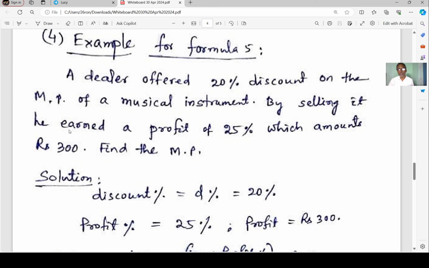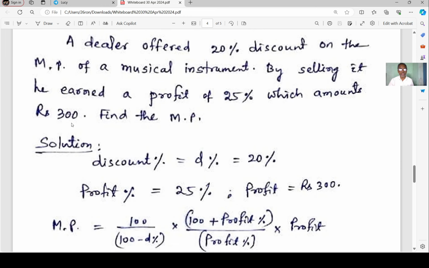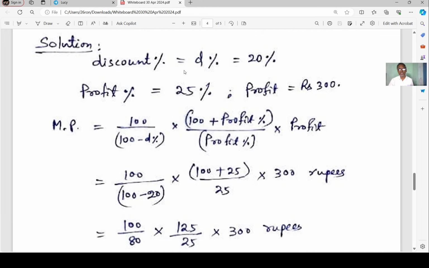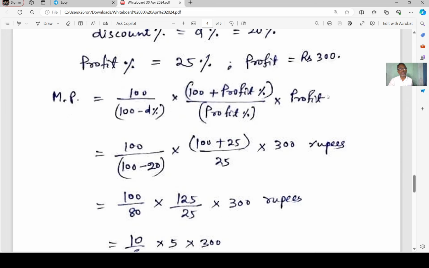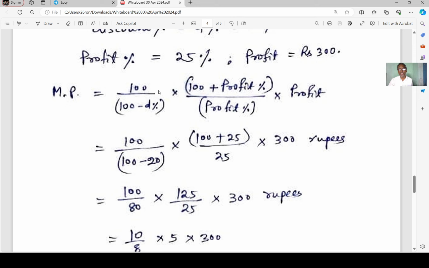Example 4 for formula 5. A dealer offered 20% discount on the marked price of a musical instrument. By selling it, he earned a profit of 25%, which amounts to rupees 300. Find the marked price. Discount percent D equal to 20%, profit percent equal to 25%, and profit is equal to 300. So marked price equal to 100 divided by 100 minus D percent into 100 plus profit percent by profit percent into profit.